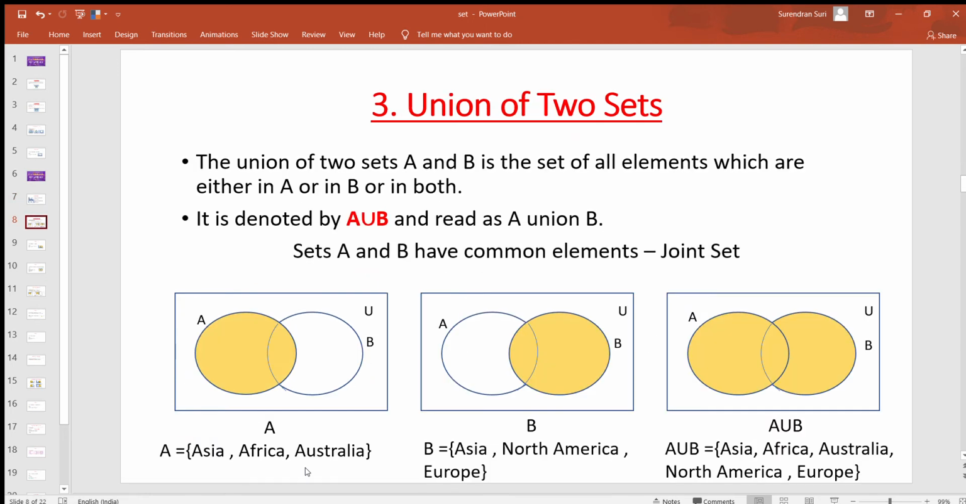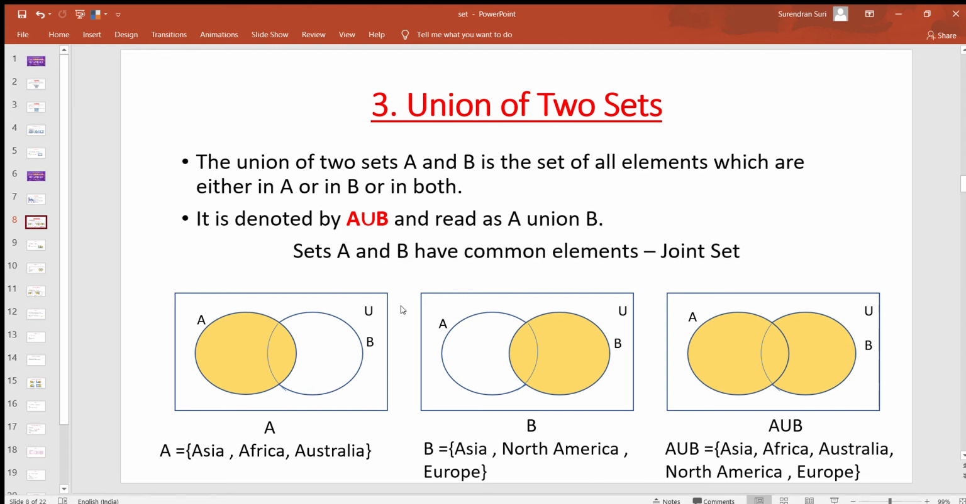After this, now we will see what the union of two sets is. The union of two sets A and B is the set of all the elements which are either in A or in B or in both. It is denoted by the symbol A ∪ B, and it is read as A union B.